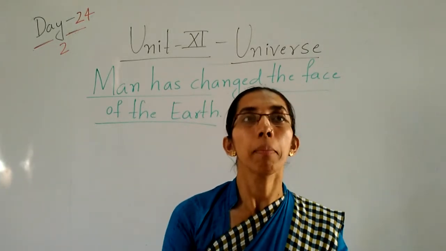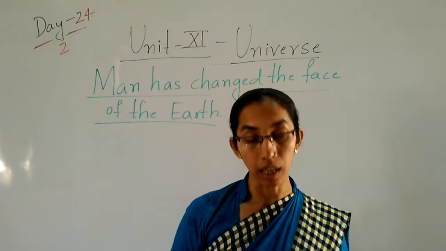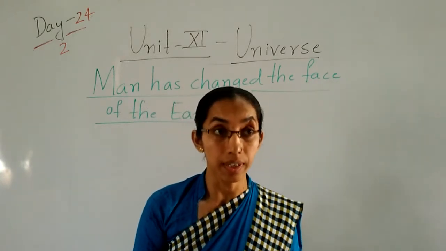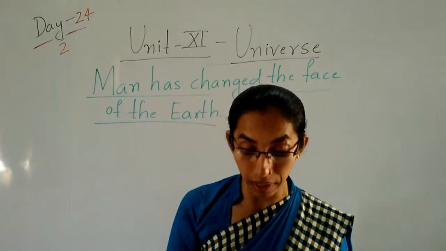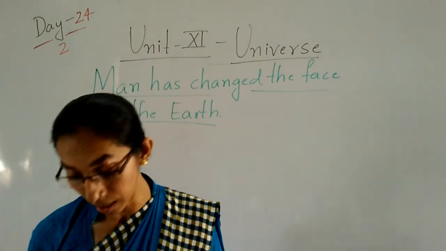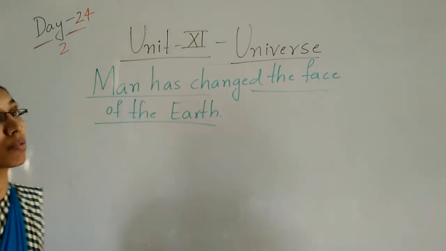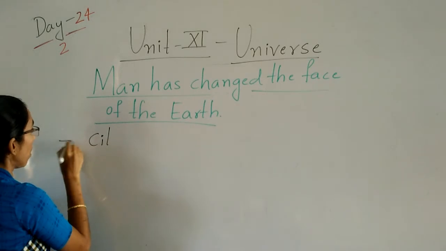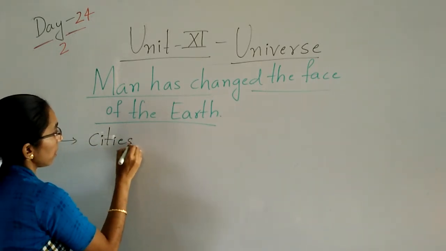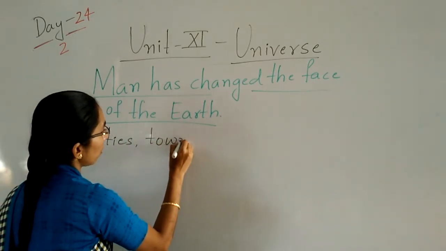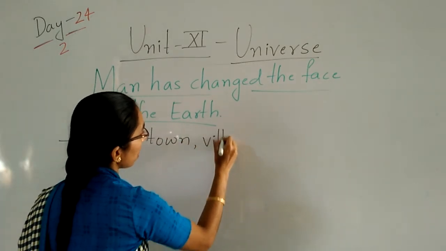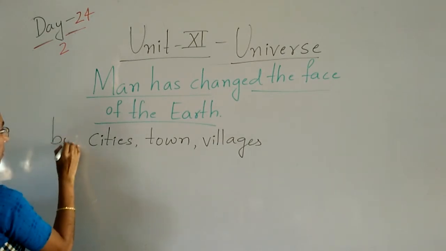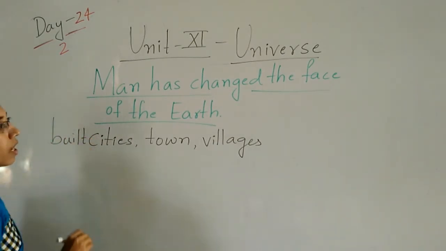Man built a number of houses. Village we can see, city we can see, town we can see. You know what they did? They constructed a number of cities. The first point is what? They built cities, towns and villages. You know children? Man built cities, towns and villages.